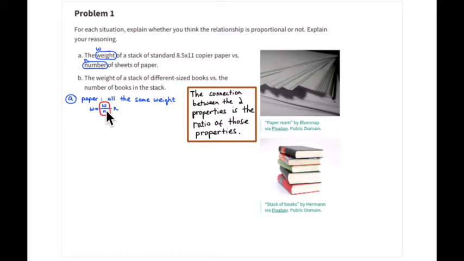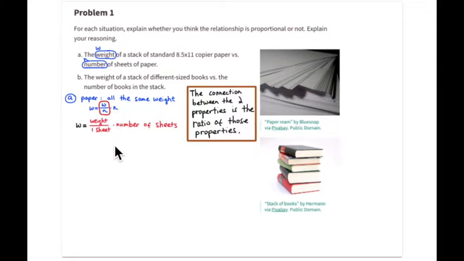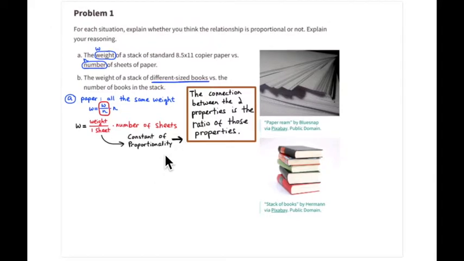So if you know the weight for one sheet of paper, and you're given, I have 223 sheets of paper, then you just multiply 223 times that weight, and that gives you the weight of the whole stack. So it is a proportional relationship. Weight is equal to the weight of one sheet of paper times the number of sheets of paper. It's called the constant of proportionality, and this is simplified to the unit rate.